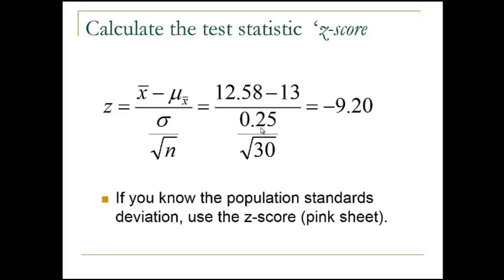So we calculate our test statistic, or our z-score, and we have the sample mean minus the assumed mean, this is our null hypothesis.